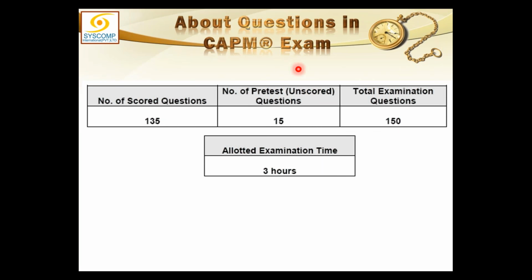As far as the CAPM exam is concerned, as I said, it is easier. It has fewer questions and less time. So 150 questions in 3 hours. 15 questions are unscored, so a total of 135 will be marked. But again, you have to appear in one attempt for all 150 questions. Therefore, you don't know which are those 15 questions, and you will be securing whatever pass marks out of these 150.